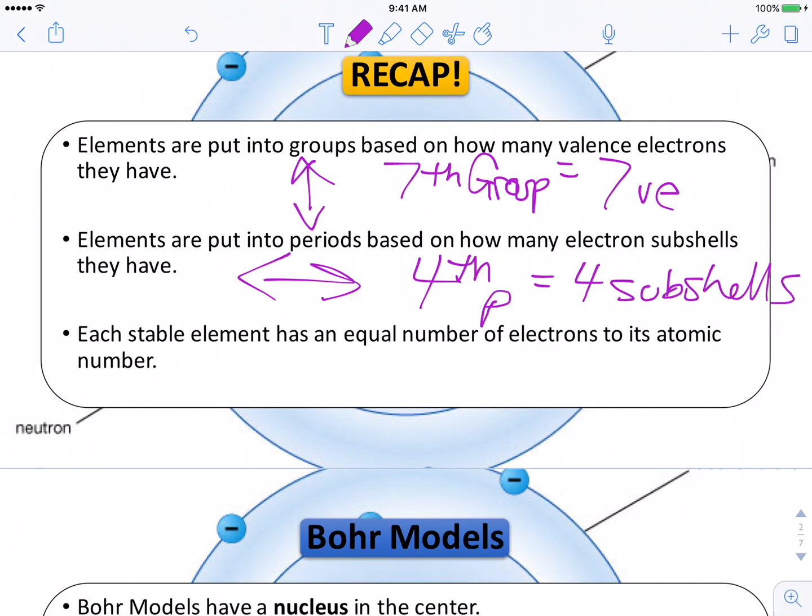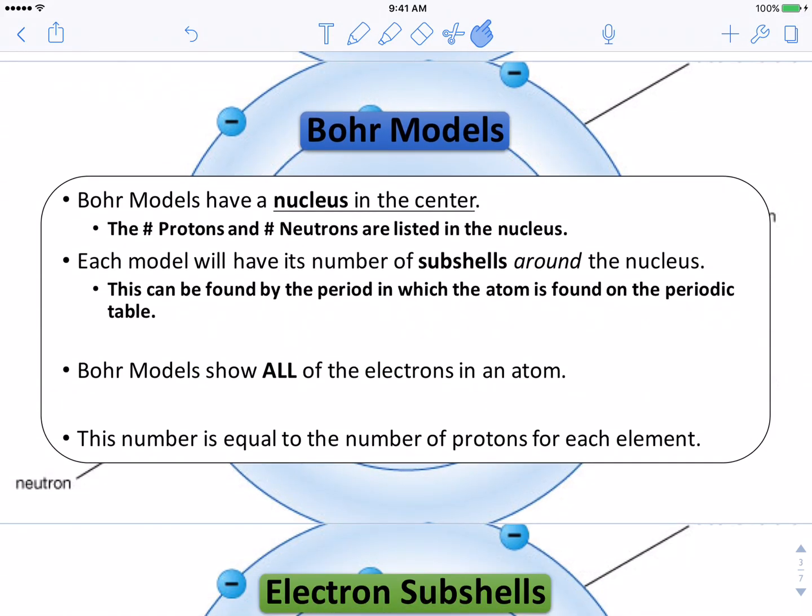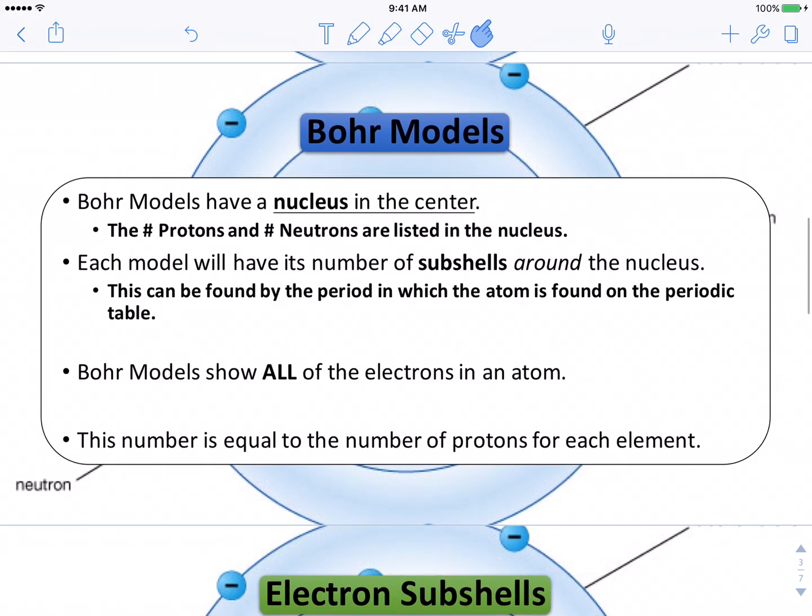Subshells can also be called orbitals. So if you hear me say orbital or subshell, they are interchangeable words. And the other rule is that stable elements have to have enough positives to outweigh the negatives. So protons have to equal electrons. The first step in making a Bohr model is that we have the nucleus, and in the nucleus we have to map out the number of protons and neutrons.